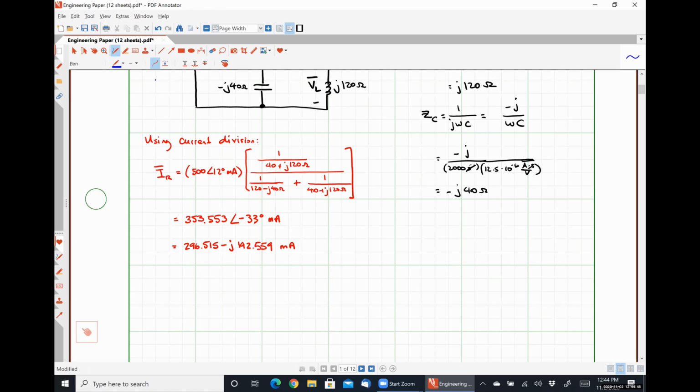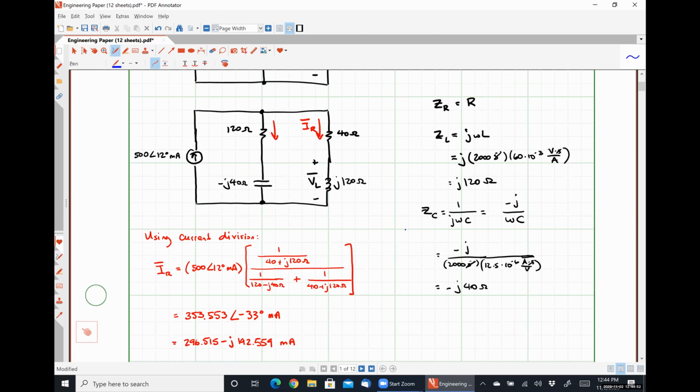So now that we have performed this calculation, how do we get that voltage VL again? So we know what that current IR is. How do we get VL? Right, multiply the current times the impedance. So we're treating all of these impedances as if they were a resistor. So it's just good old Ohm's law.